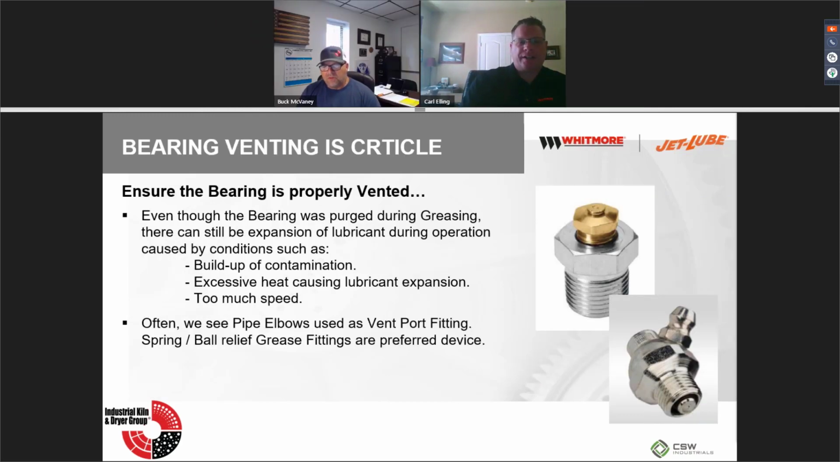All right, so what you're going to run into on the venting: we see pipe elbows used as a vent port fitting, but the preferred vent is a spring and ball type. And these are all available through IKD, through the OilSafe system.